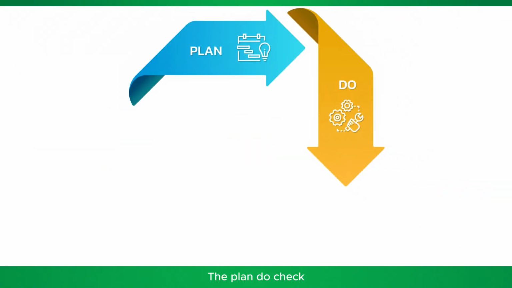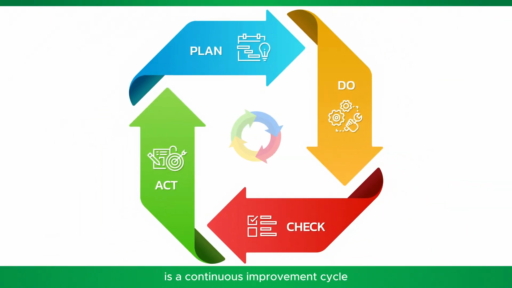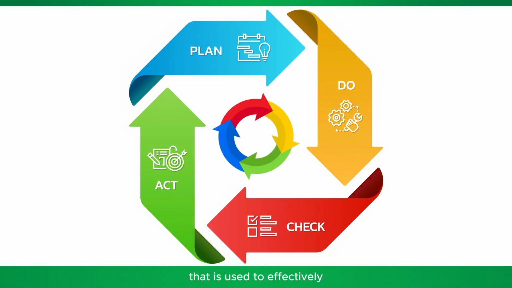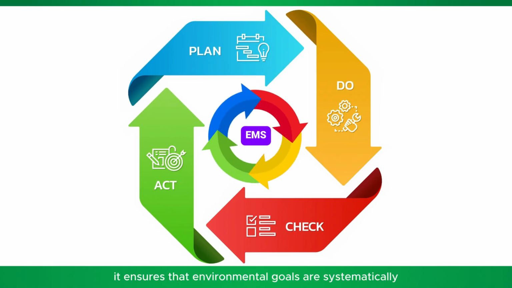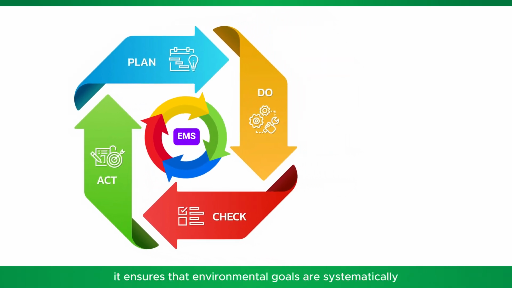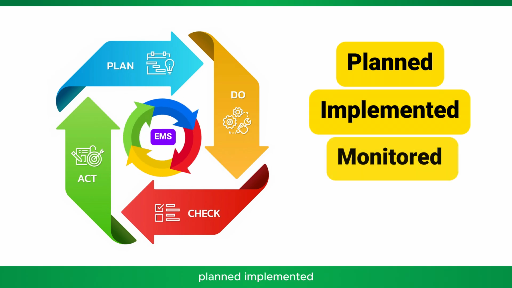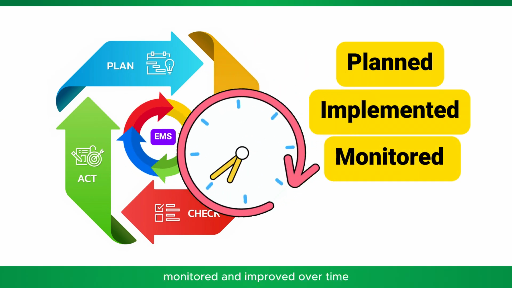The plan, do, check, act approach is a continuous improvement cycle that is used to effectively manage an environmental management system. It ensures that environmental goals are systematically planned, implemented, monitored, and improved over time.